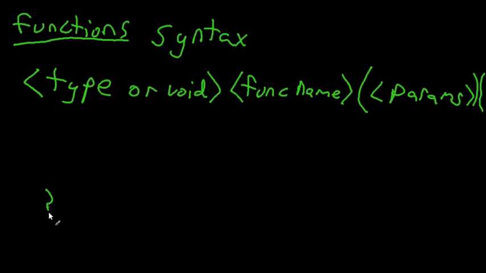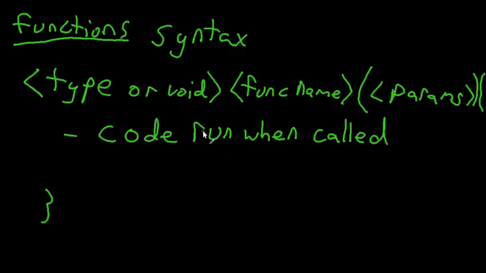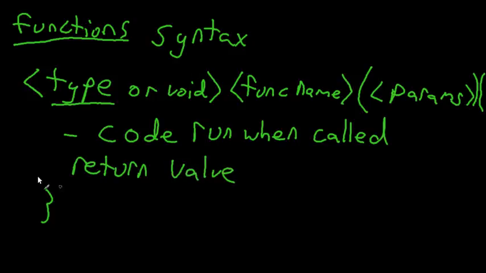And then between these two curly brackets, we have the code that runs every time the function is called. And if we had a type up here, if we declared a type, then we would want to have a return value down here of the same type. Return value. And remember, this is only if we declared a type. If you said void, then you would not want a return value inside of your function.